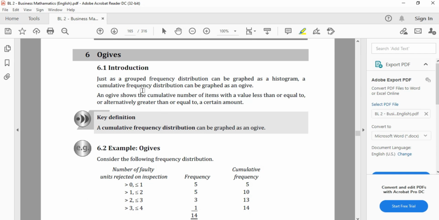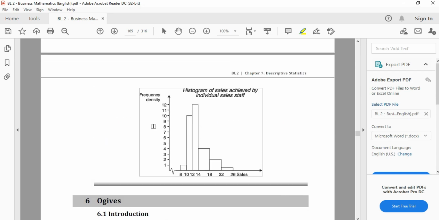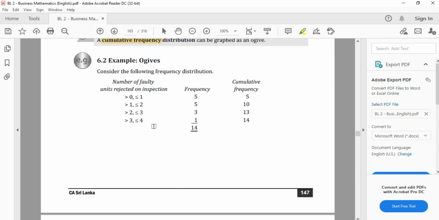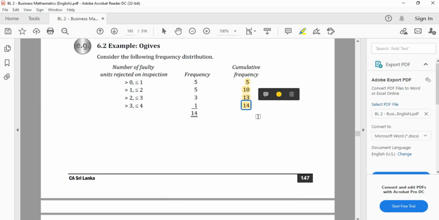Ogives. Well, ogives can be used to represent cumulative frequencies, whereas histograms were used to represent grouped frequencies. So for ogives, look at this cumulative frequency. 0 to 1, 1 to 2, 2 to 3, 3 to 4. And they have this particular frequency and they have added the frequencies: 5 here, 10 here, 13, 14. How have they added? 5 plus 5, 10. 5 plus 5 plus 3, 13. 5 plus 5 plus 3 plus 1, 14. Okay, that's how they got it.